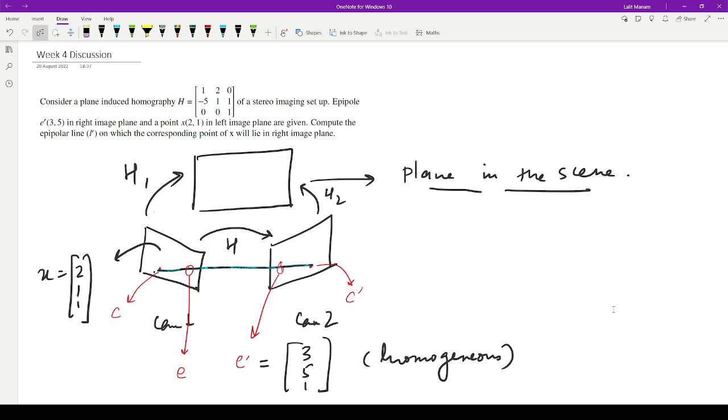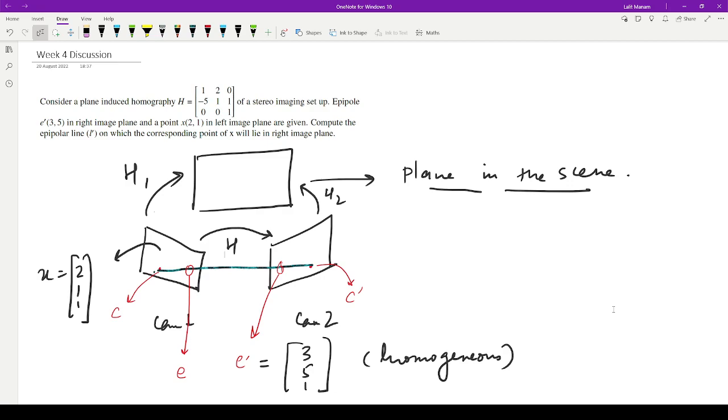Will it be the projection matrix into the epipole to get the epipolar line? No. We need to take the cross product of the epipole E prime and x. Sorry, the skew symmetric matrix of E prime with x. Okay, fine. I think you are slightly confused.